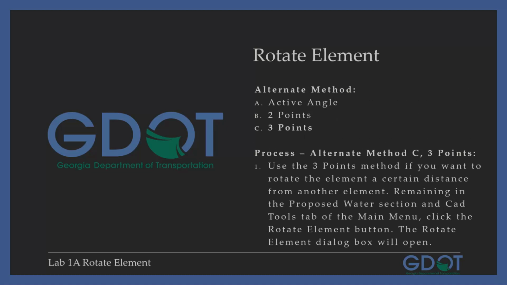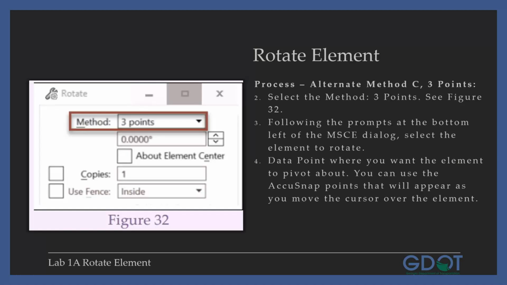Alternate method C. Rotate element by 3 points. Use the 3 points method if you want to rotate an element a certain distance from another element. Remaining in the proposed water section and CAD Tools tab of the main menu, click the Rotate Element button, and the Rotate Element dialog will appear. Select the method, 3 points in this instance, as indicated in Figure 32.